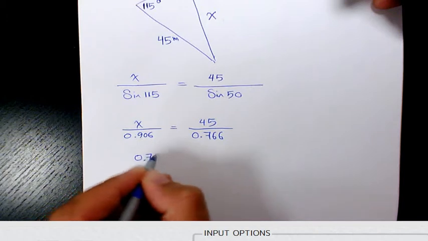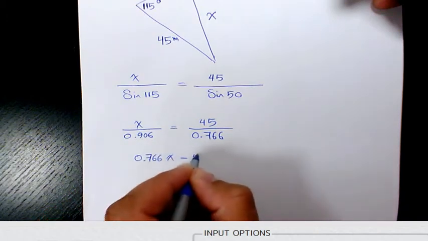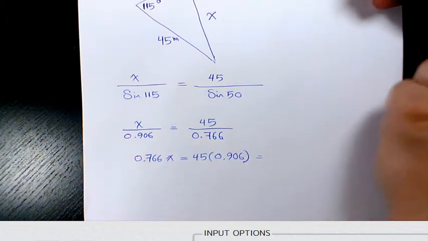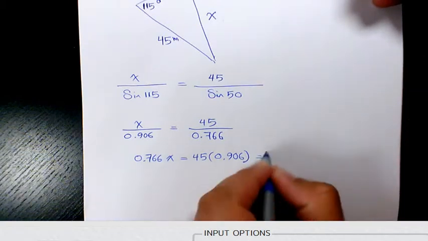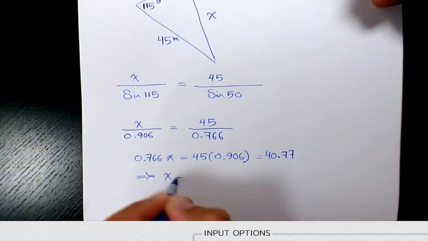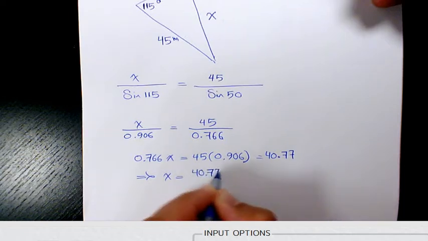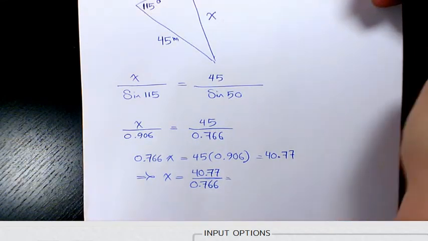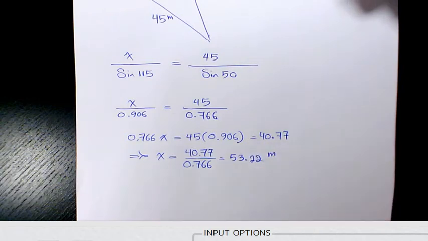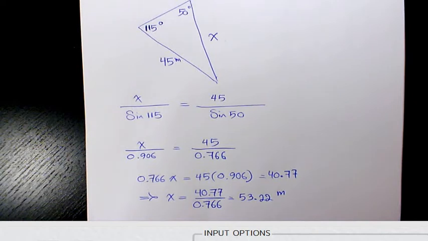So 0.766x equals 45 times 0.906, which is 40.77. And then we can say x equals 40.77 divided by 0.766, which is going to give me 53.22 meters. That's how we find out the missing length.